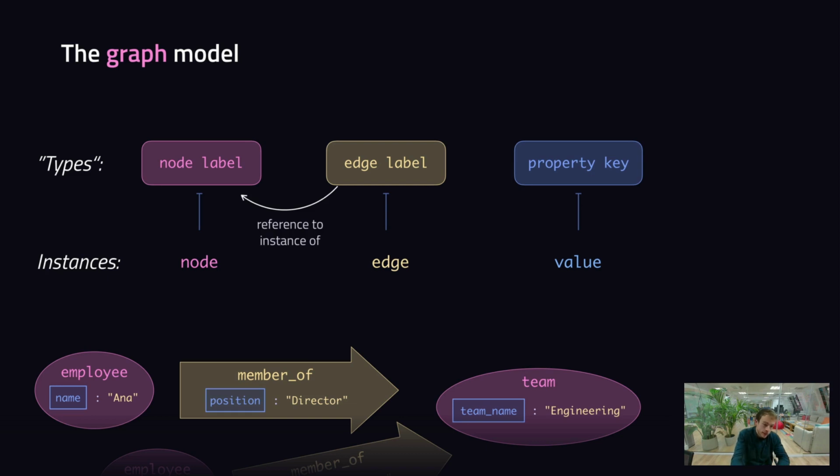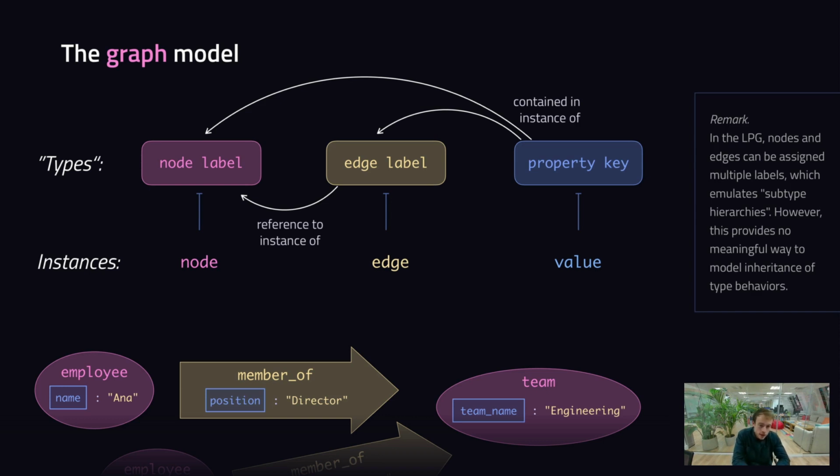Edges must refer to existing instances of nodes, their start node and their end node, and property keys are contained in edges and nodes, so they're associated to existing instances of edges or nodes.